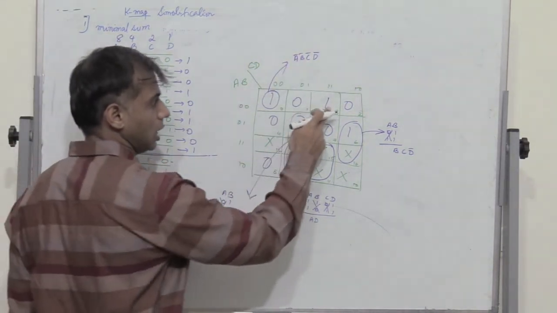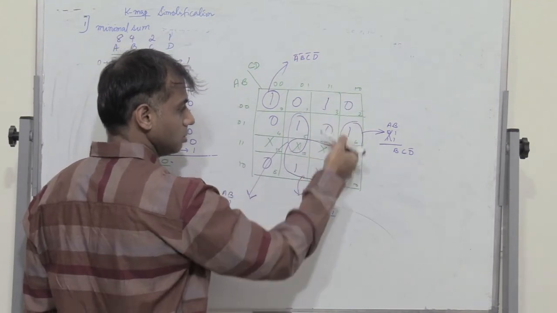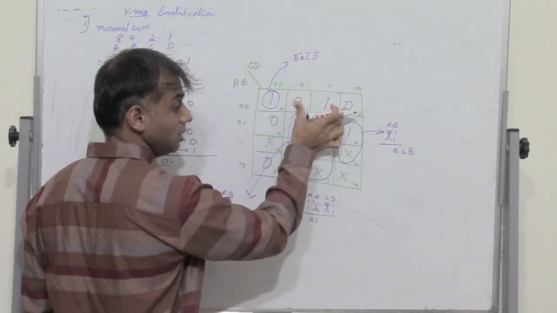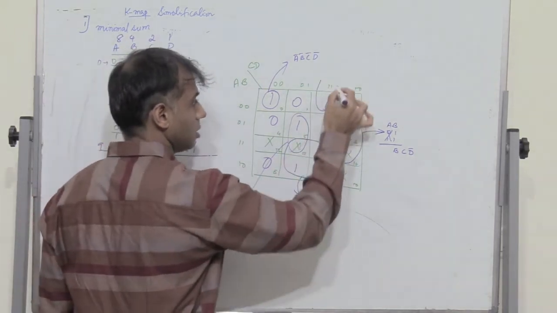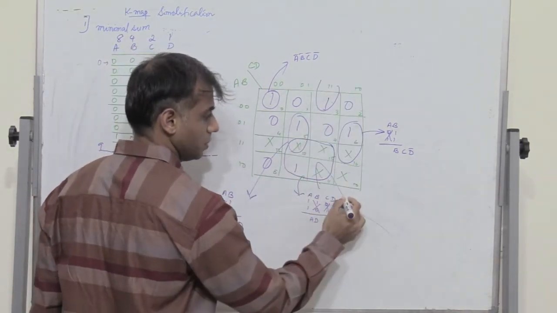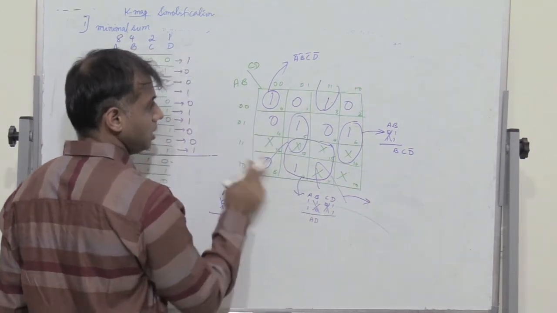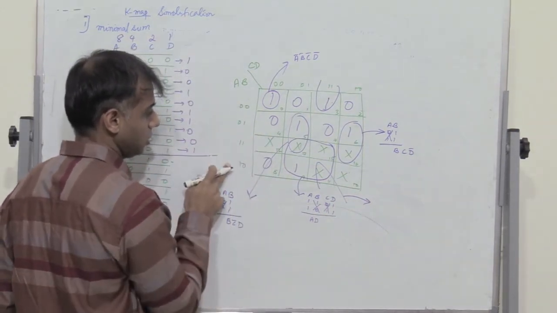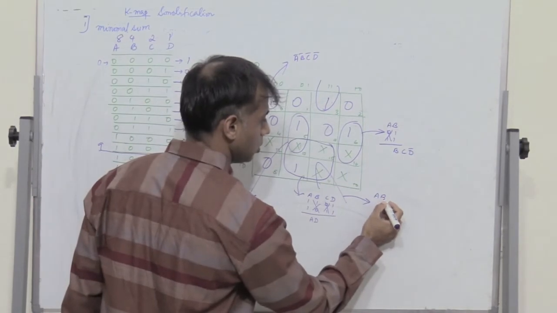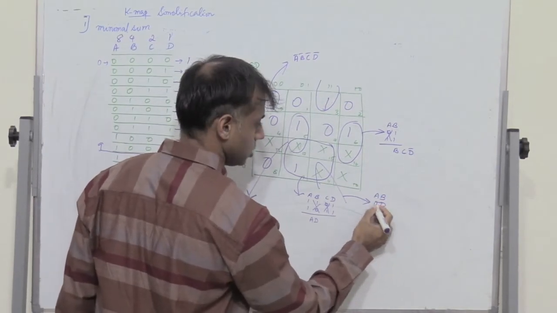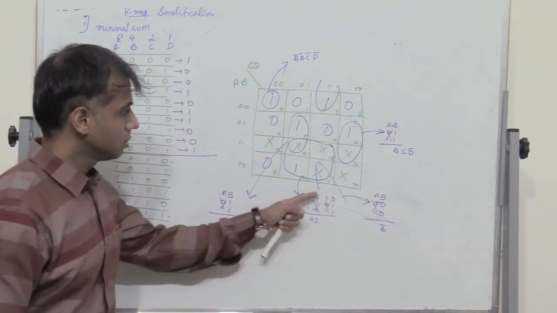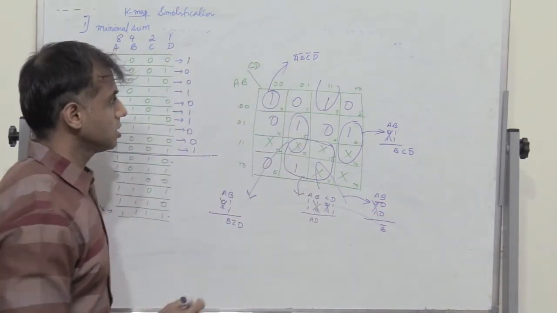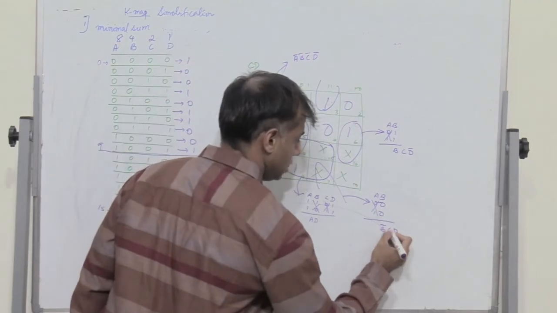Next I have a 1 here. This one that is present in the first row is adjacent to the fourth row. So I can combine these two elements. So when I combine these two elements, I have row 1 and row 4. So I have AB, row 1 is 0 0, row 4 is 1 0. So A gets eliminated, I have B bar. And then it is present in column 3, which is CD, C into D.